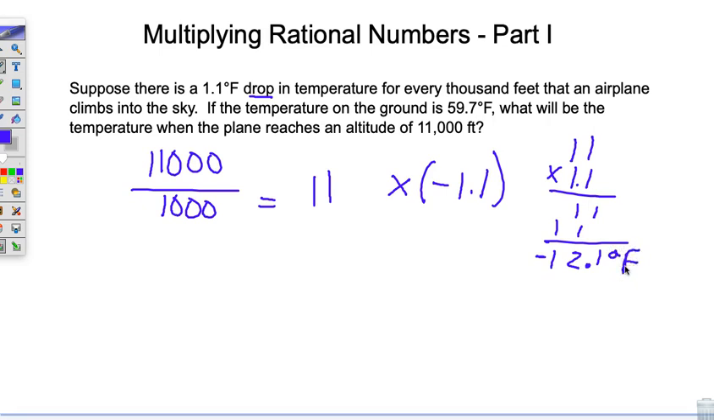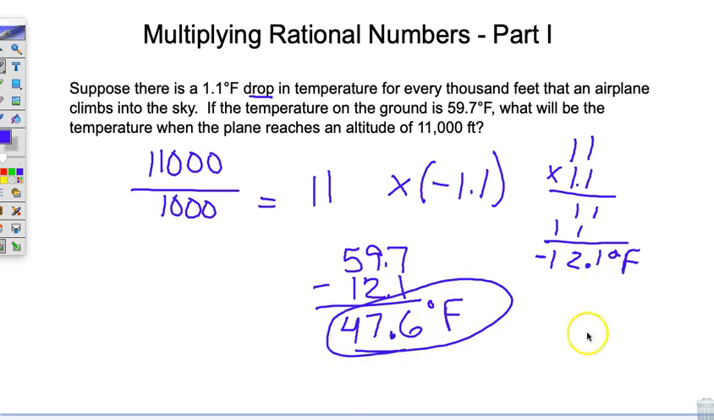So if I go ahead and figure out what the temperature is actually going to be then, I need to take my 59.7 and subtract my 12.1. It looks like the temperature then is going to be 47.6 degrees Fahrenheit. And we're done.